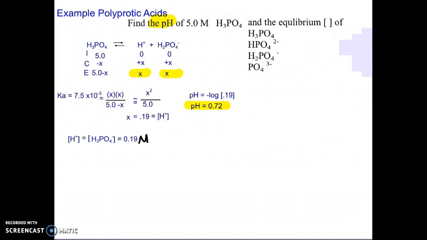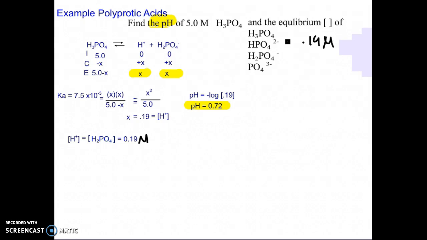So I know this concentration is 0, oops. I'm going to see if I can erase that. No, I can't. Let's see if I can get rid of that. No, I can't. So I'm just going to deal with it. So this is 0.19 M, okay?